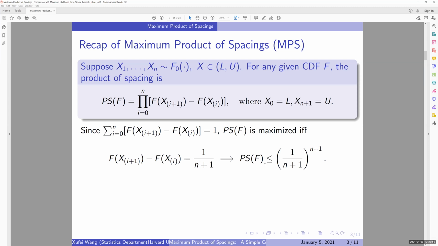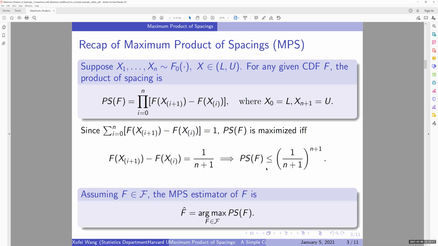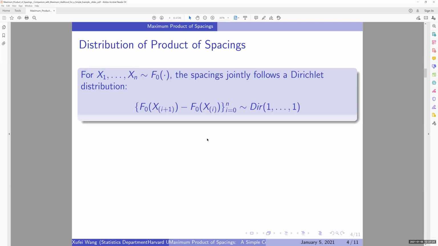But this is very interesting because for likelihood, we never think there should be a naturally upper bound for that. But for maximum product of spacing, this upper bound is given by the definition and is defined for any kind of distribution. So to have this maximum product of spacing estimator is to find the CDF F that can maximize the product of spacing functions as defined above.